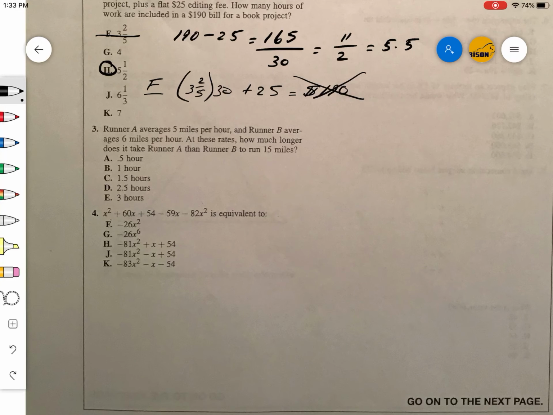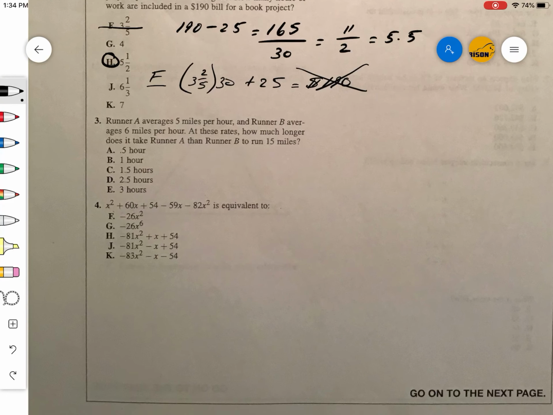Number 3, runner A averages 5 miles per hour and runner B averages 6 miles an hour. At these rates, how much longer does it take runner A than runner B to run 15 miles? Okay, so let's try to just work this out. Let's make a little line here for A and make a little line here for B. I should have left myself a little more room there. Let me give myself a little more room. Got runner A here and runner B here.